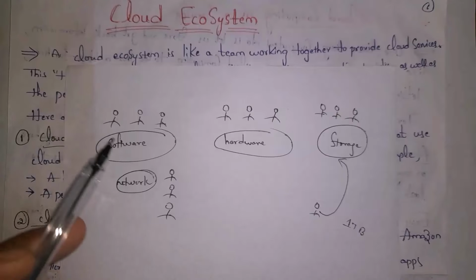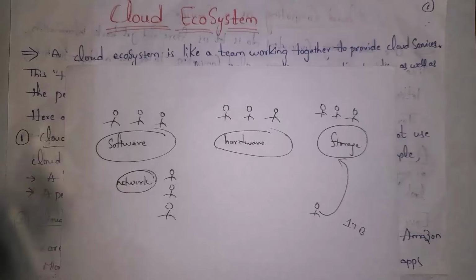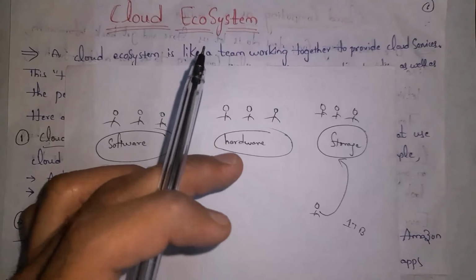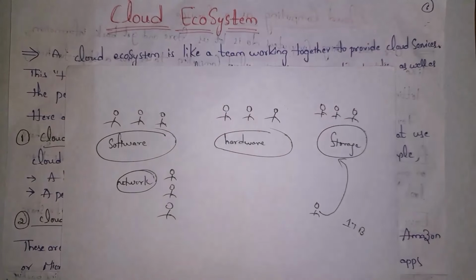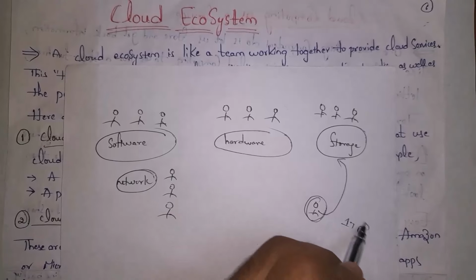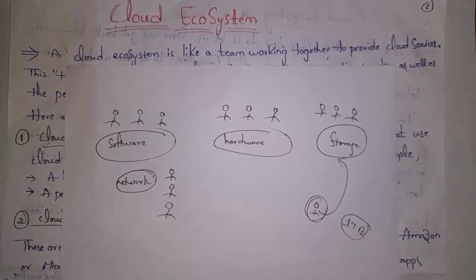Some employees will handle software, so this team is the software team, and some employees will handle hardware, some will handle storage, and some will handle network. For example, I'm a cloud user, I want 1 TB of storage. So it is the storage team's responsibility to provide me storage.